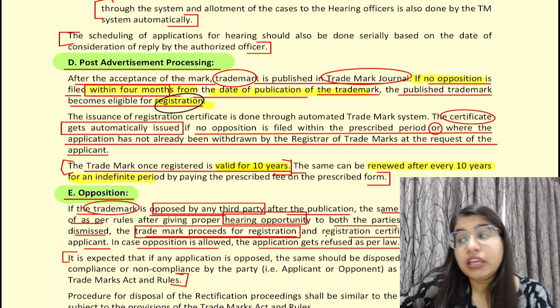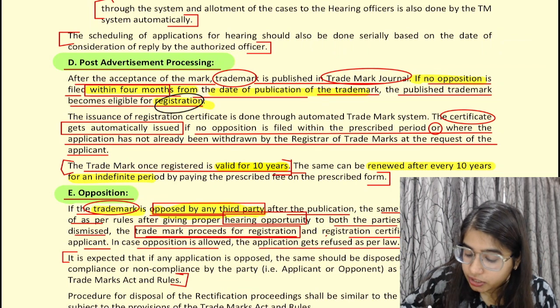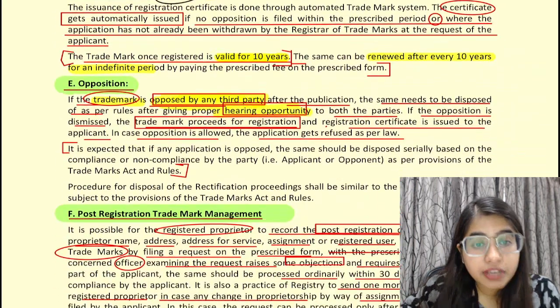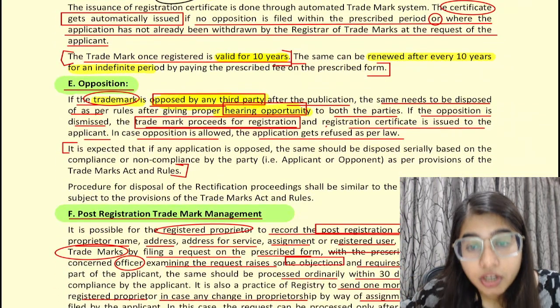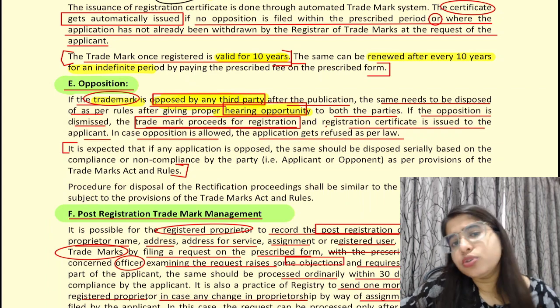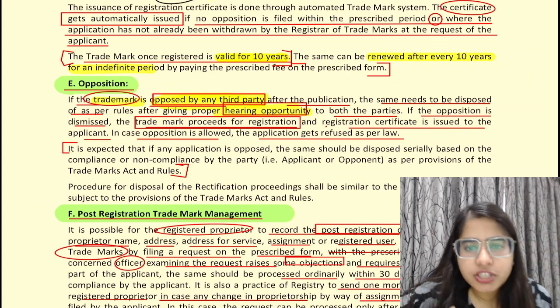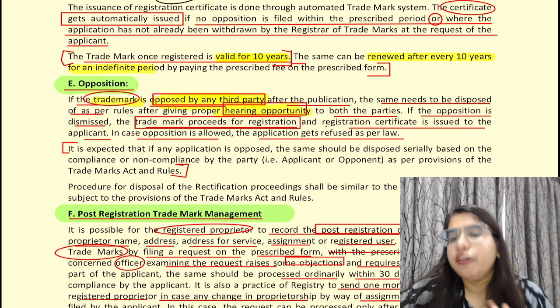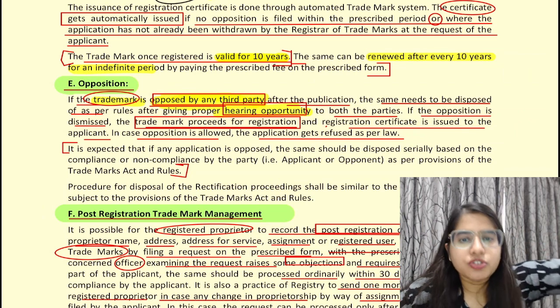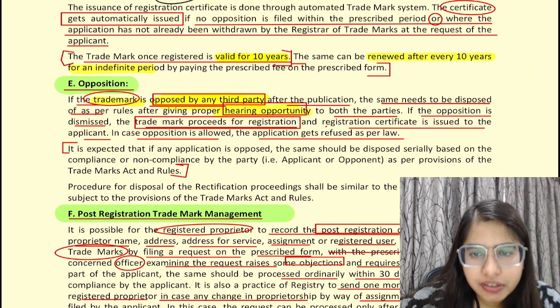However, if any objection is issued by a third party, then a proper hearing opportunity will be given. Both parties will be heard. Two things can happen. I win or my opposition wins. If I win, they will register my trademark in my name. If I do not win, and my opposition, those who raised the objection, won, then they will cancel my registration. Are we clear with this?